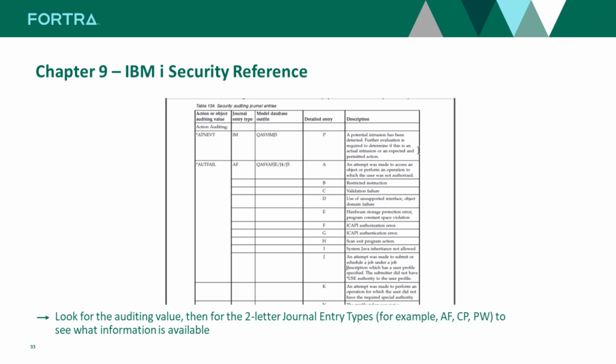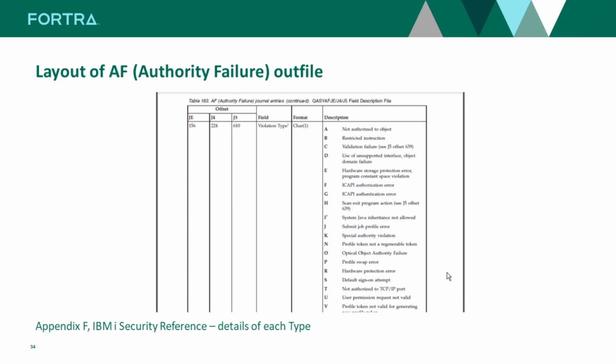This security reference guide is going to tell you exactly what those fields are and what the values in the fields mean. So if you get an authority failure that has a K-type entry, what the heck does a K-type mean? Yeah, it means somebody was missing a special authority for that activity. So again, it goes through all of those pieces from that security reference guide.